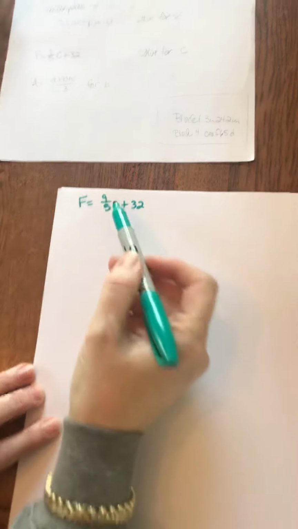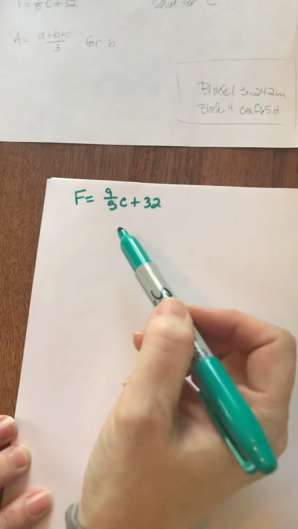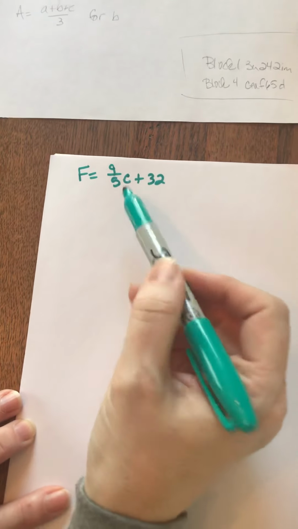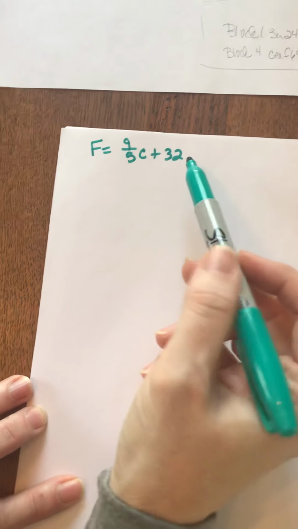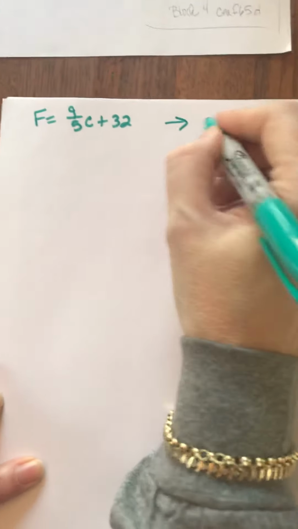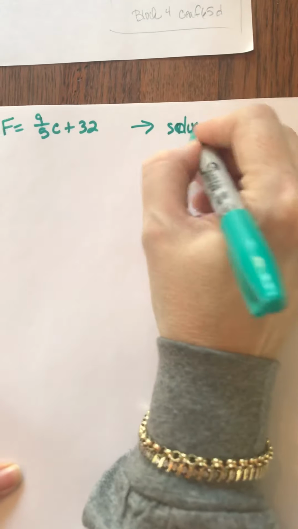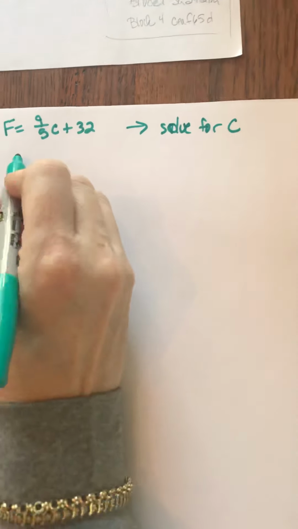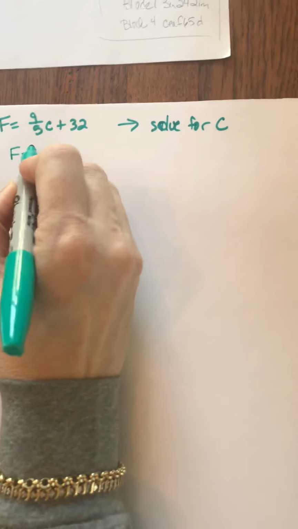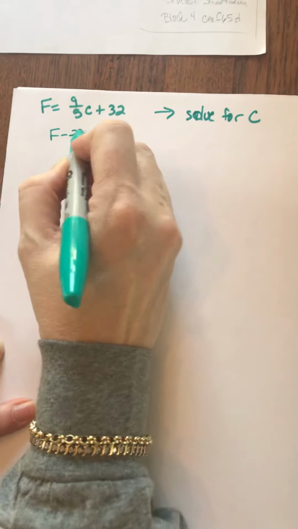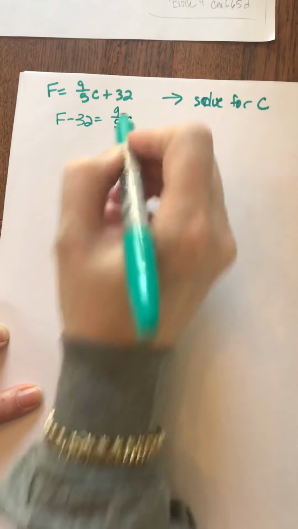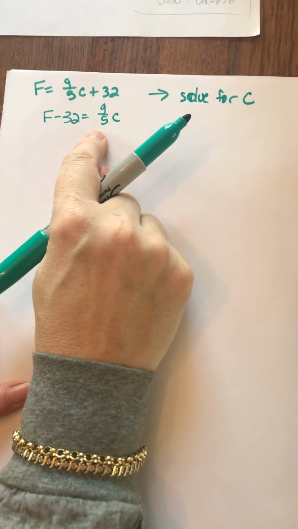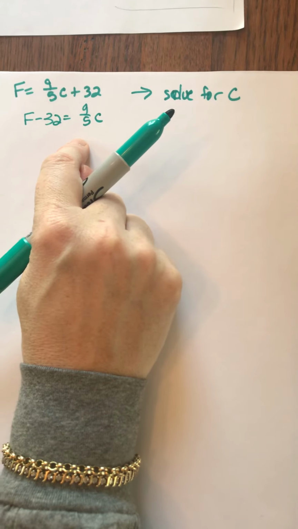This is the conversion formula from Fahrenheit to Celsius and back. So you might see something like this, and you might be asked to solve for C. I would probably subtract 32 first. And then what you can do is divide by 9/5, which is actually multiplying by the reciprocal 5/9.